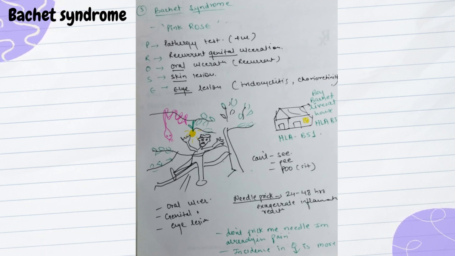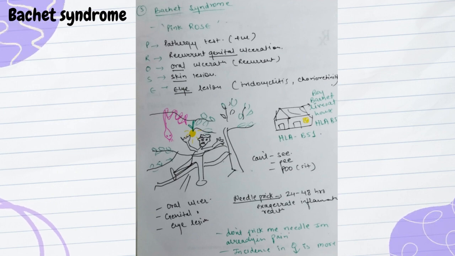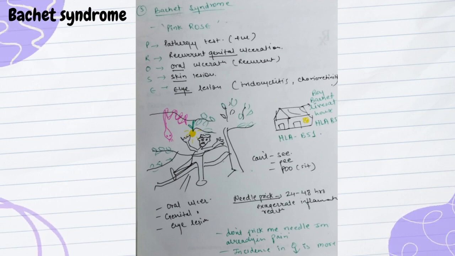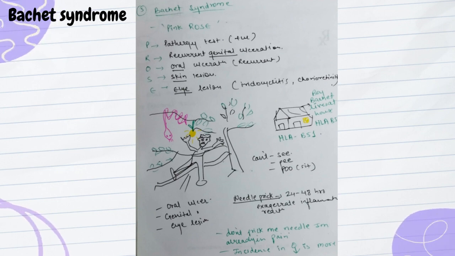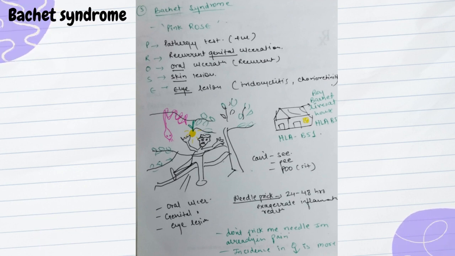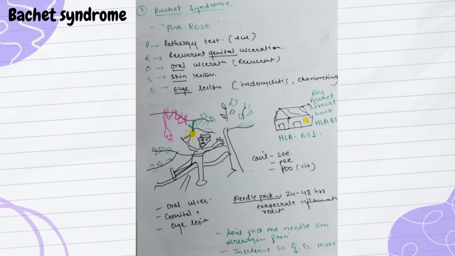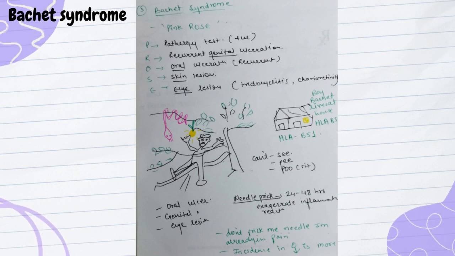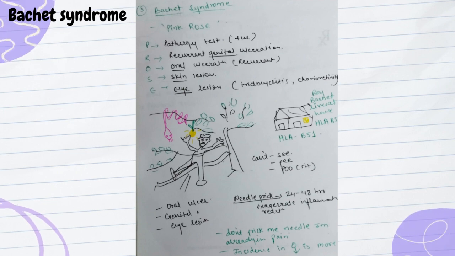Then there is another mnemonic: don't prick me needle, I am already in pain. According to this mnemonic, you can remember that if you prick a needle, in 24 to 48 hours you can see an exaggerated inflammatory reaction on the skin. So this mnemonic is also important.